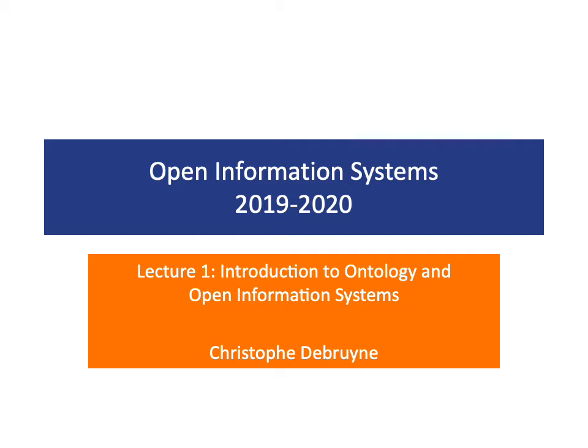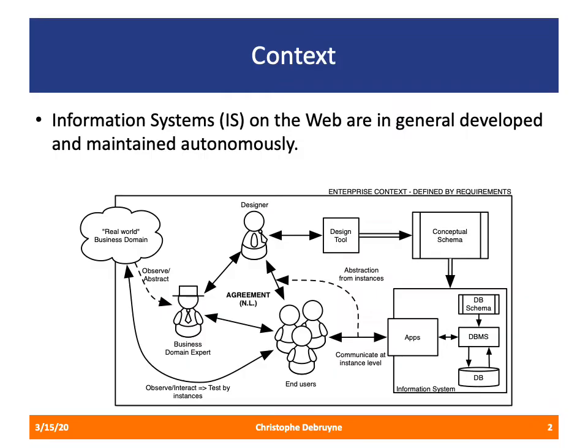In this first lecture, we will introduce the notions of an information system, an ontology, the role of ontologies in open information systems, and then introduce the role of ontologies on the semantic web, which is a specific application of ontologies. Information systems on the web are, in general, developed and maintained autonomously.